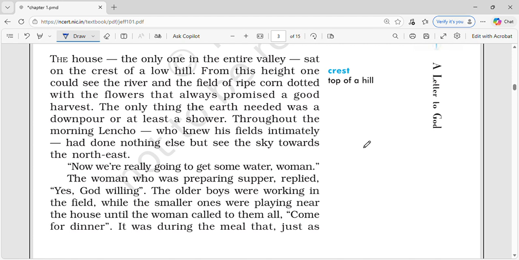So the house, the only in the entire valley, देखो एक house है which is only in the entire valley, ठीक है, so it is only in the entire valley, has sat on the crest of the low hill। From the height of one could see the river from the field of the ripe corn dotted with the flowers, and always promised a good harvest। The only thing the earth needed was a downpour, or at least a shower, throughout the morning.